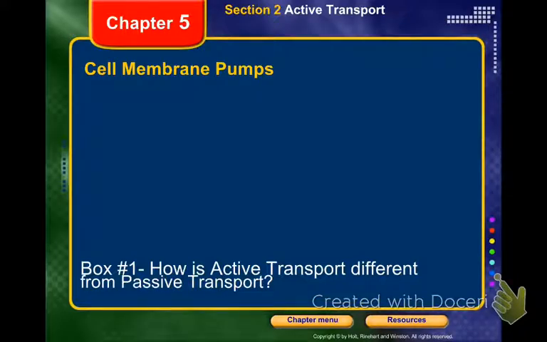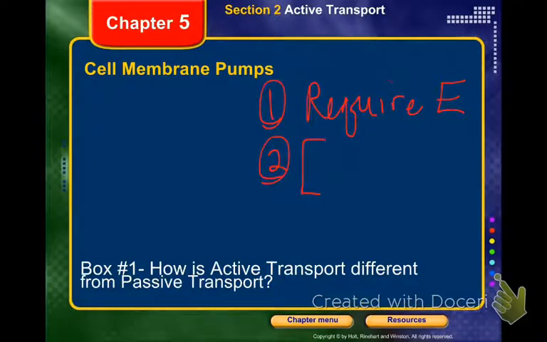We got two reasons. One, they require energy. And two, they go from low concentration to high concentration. So please remember, this is like climbing up the slide on the playground. You're packing that suitcase, and you just got to get that extra pair of shoes into the suitcase, even though the suitcase can't hold anymore.